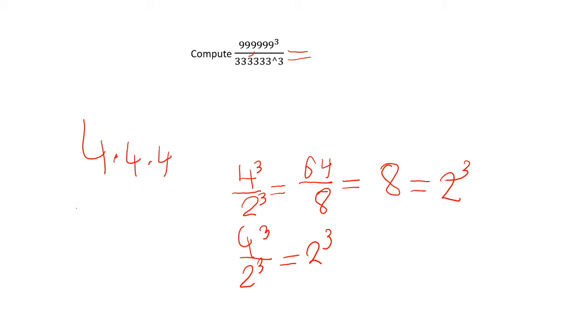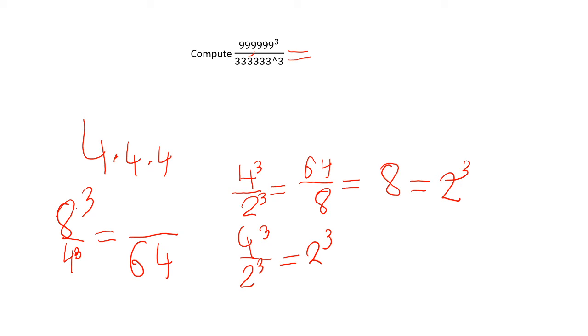Now, is this always true? Well, we can always test more examples to see. So let's test something like 8 cubed divided by 4 cubed. We already know that 4 cubed is 64, so I'm going to write that in the denominator. From the standpoint of our rule, the answer should be 2 cubed, since 8 divided by 4 is 2.